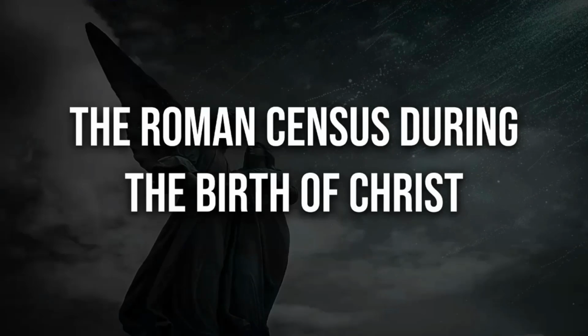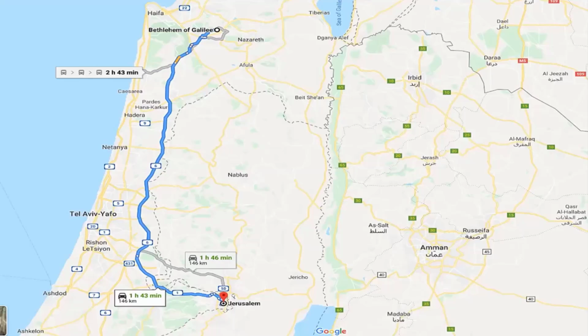The Roman census during the birth of Christ. If we take a look at where Jerusalem is and where Galilee is, that's quite the voyage. It's an hour and 40 minutes by car, 146 kilometers. So 146 kilometers during the winter solstice, probably not a good idea.